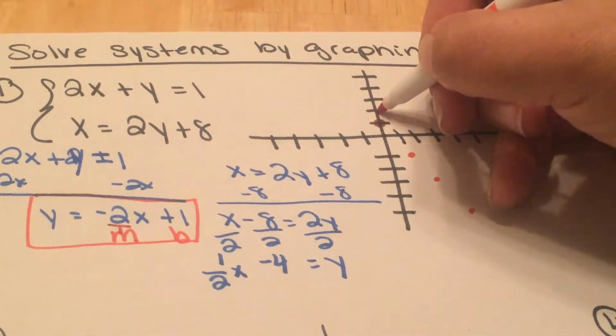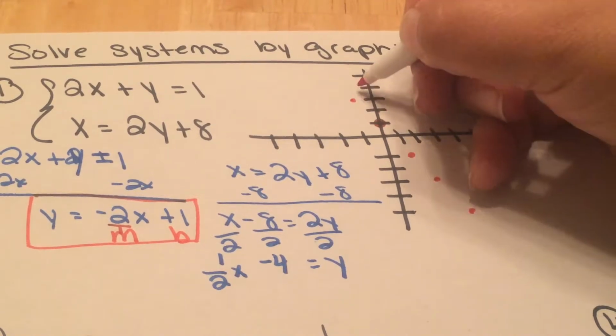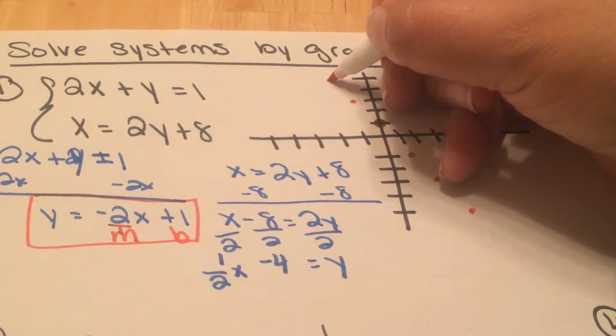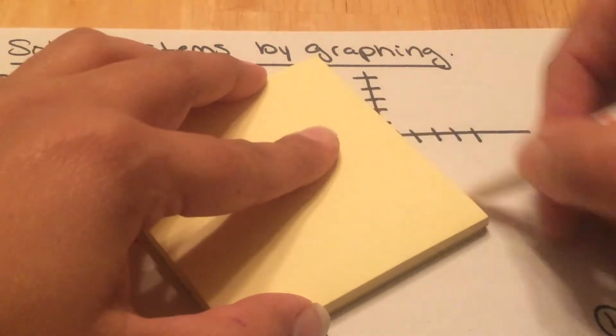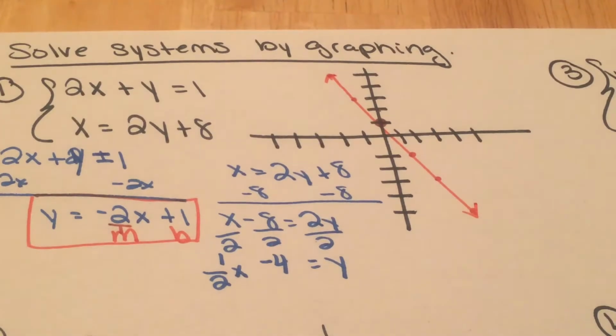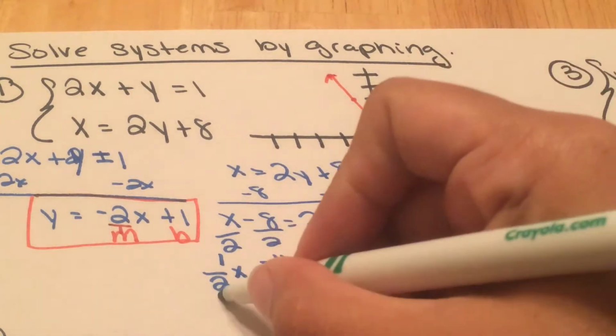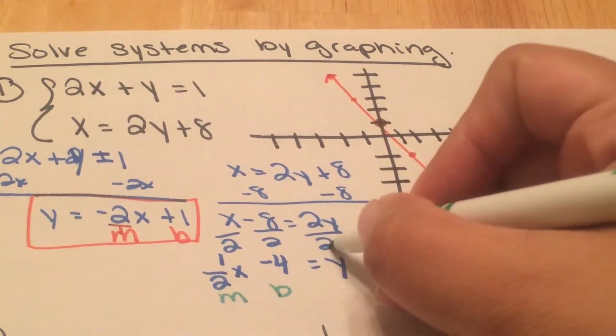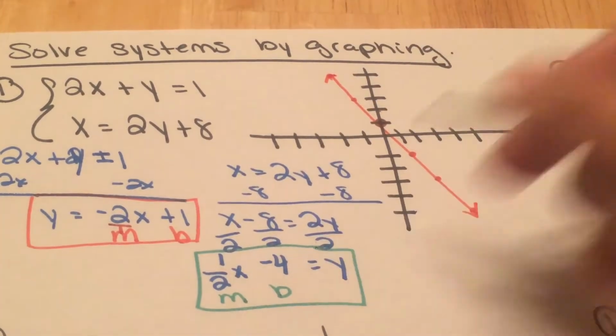And so we have, I'm actually going to go up 2 also because I can. So we have this line here. So I'm going to go ahead and graph my line. And now I'm going to graph my second line. Again, the only two things we need to know are our slope and our y-intercept. So I'm going to go ahead and graph that.